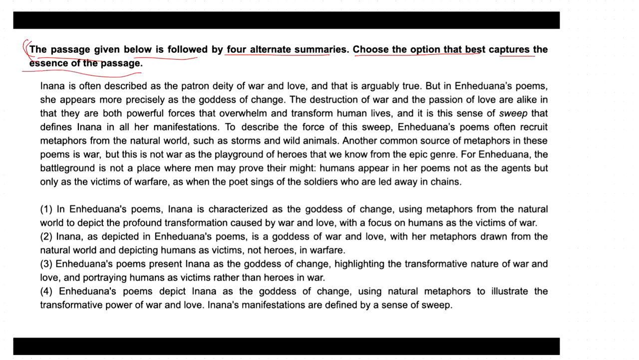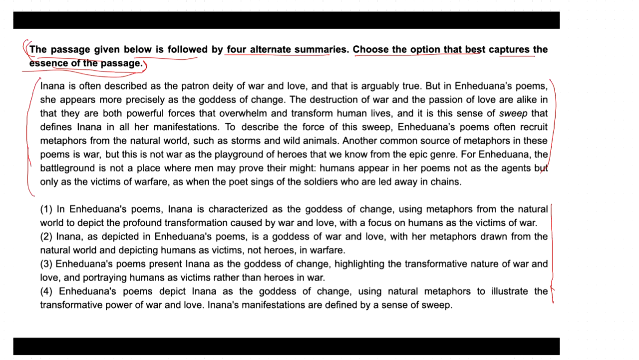Whenever we go for summary based questions, we need to understand a couple of things. A summary is nothing but succinct and concise information of the original text. So this is the original text, and out of this we need to draw the summary. Here you would find 4 choices given, and we need to identify which choice best captures the essence of the passage.